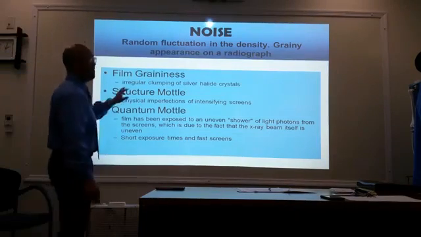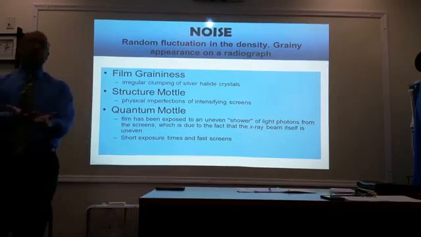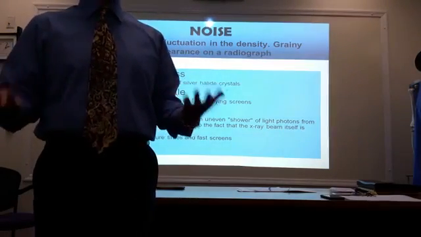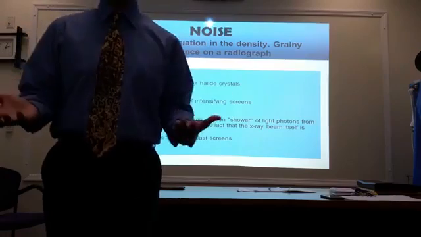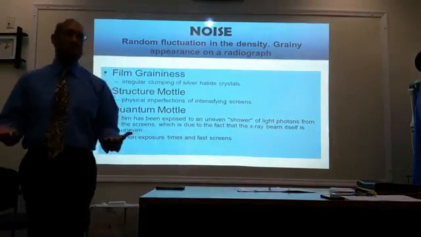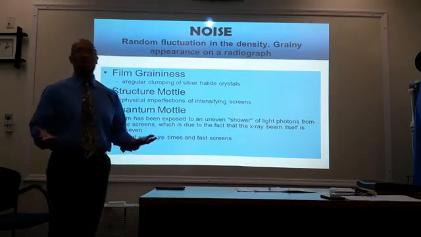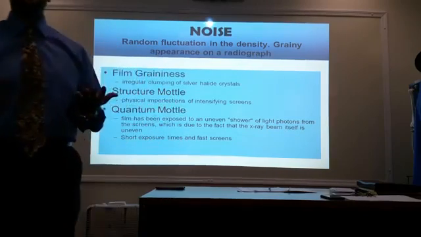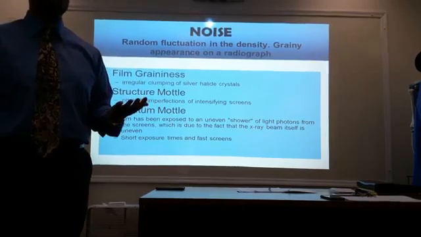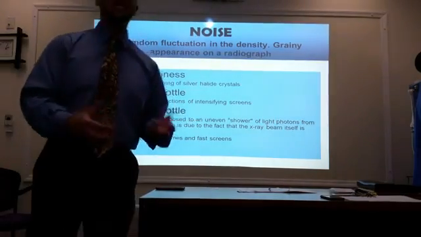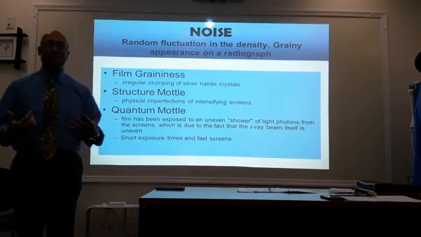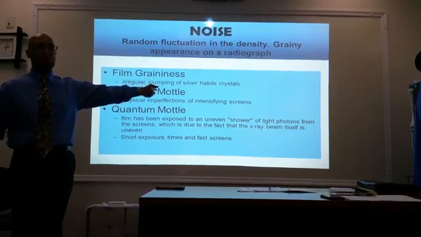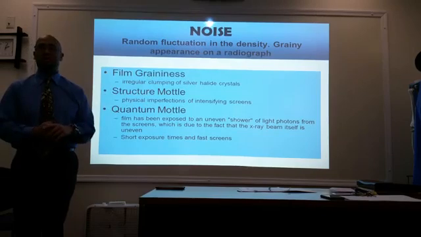The first one here is film graininess. What is the active ingredient in the film's emulsion? The silver halide crystals. When the film is manufactured, those silver halide crystals should have been spread out evenly on the film's base. However, if they're not spread out evenly and there's clumpiness, they're concentrated in more areas, you're going to get film noise or film graininess.